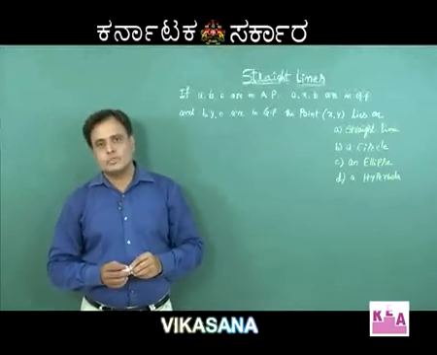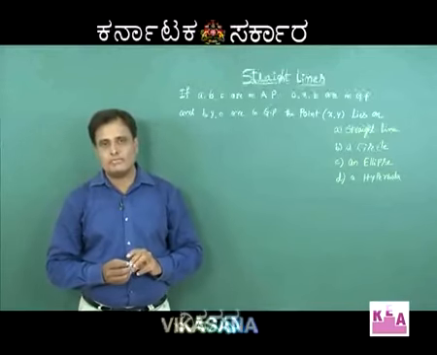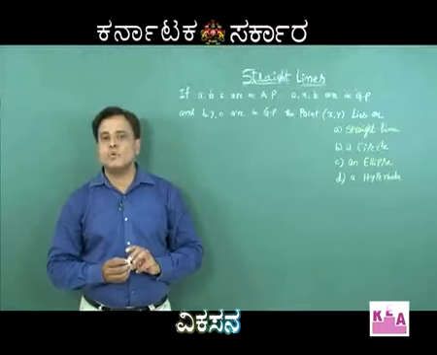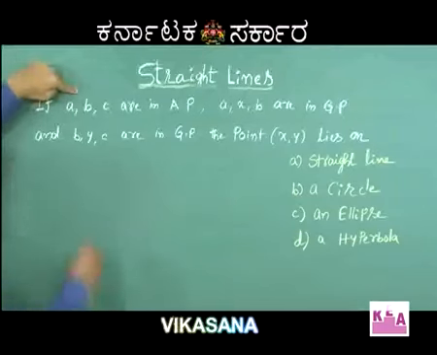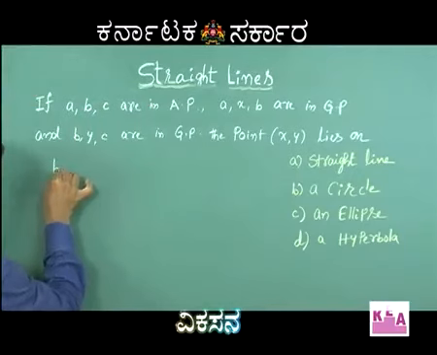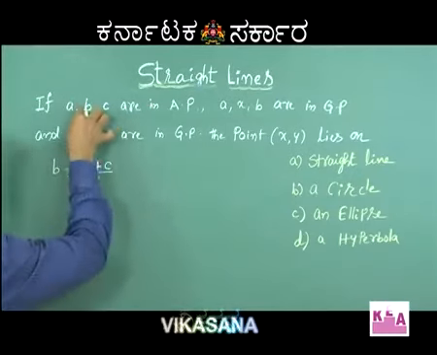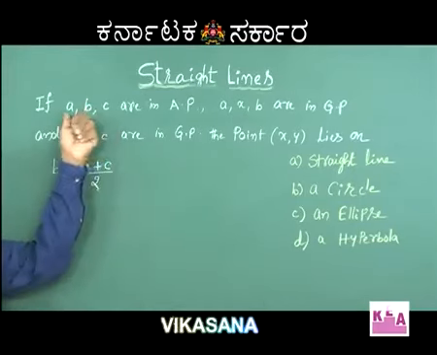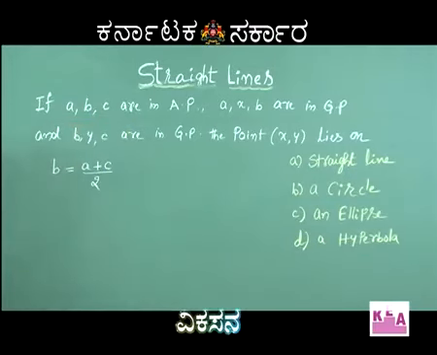Arithmetic mean between two numbers is the average of the extremes. Geometric mean between the extremes is the square root of the product of the extremes. That means here in the first given data, A, B, C are in AP, therefore B is equal to (A plus C) by 2. Tell me why? Because B is the arithmetic mean between A and C, which is equal to the average of the extremes, that is (A plus C) by 2.